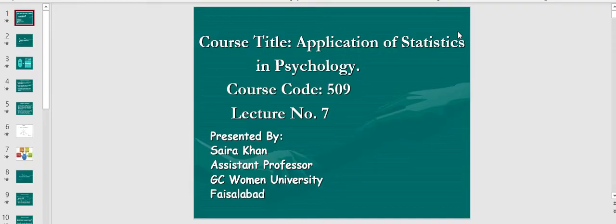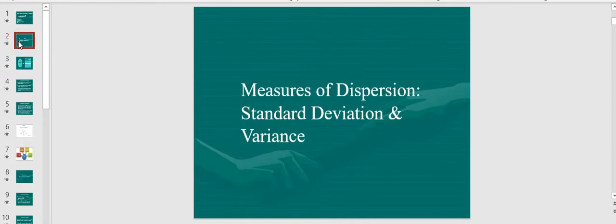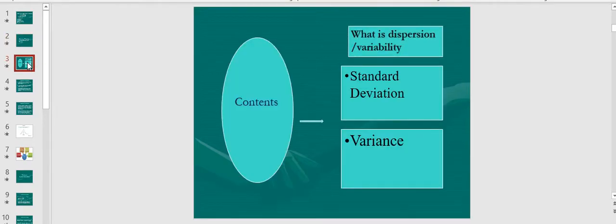This lecture 7 is very much connected to our previous lecture, lecture 6, in which we discussed the concept of variability and learned two methods to measure the variability of a given set of data. This lecture is also about the measures of dispersion. Today we will discuss two methods of measuring the variability or the dispersion. One method is standard deviation and the other method is the variance.